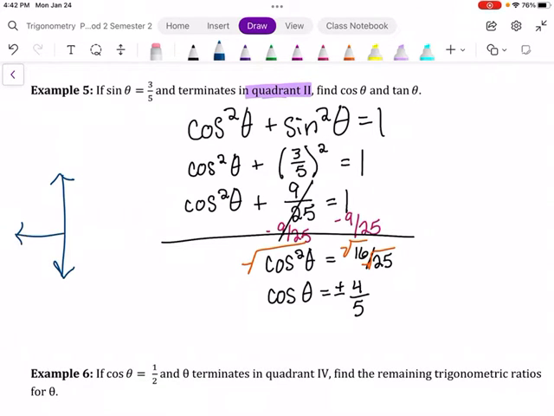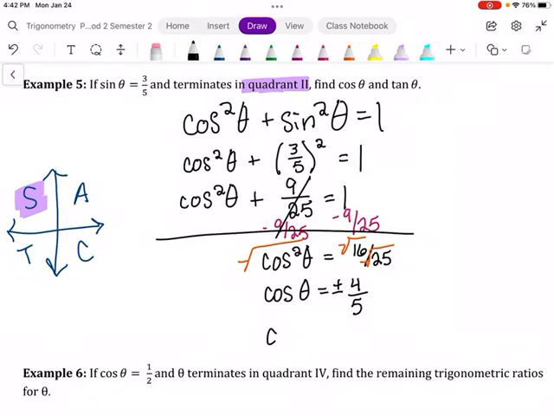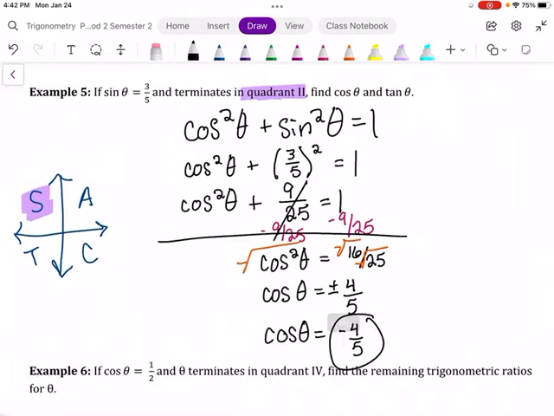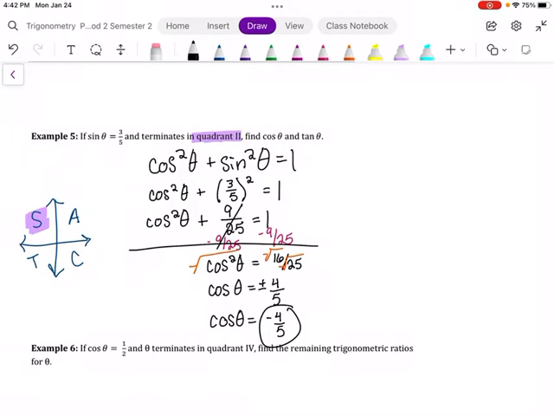So remember from yesterday, it's all students take calculus. So because we're in quadrant 2, only sine is positive, which tells us that our only answer for cosine theta is going to be a negative 4 over 5. So if you're required to use the Pythagorean identity, this is how you would use it to solve for cosine or sine.